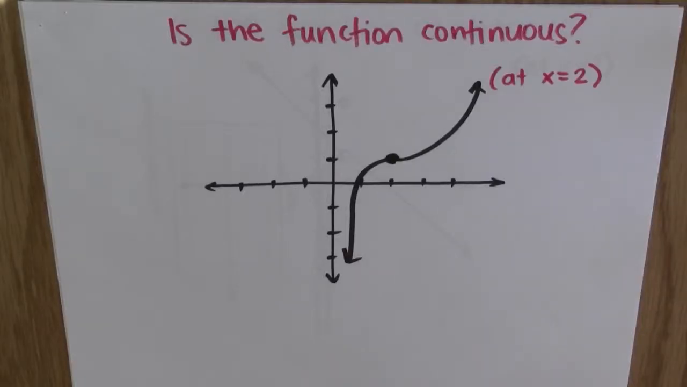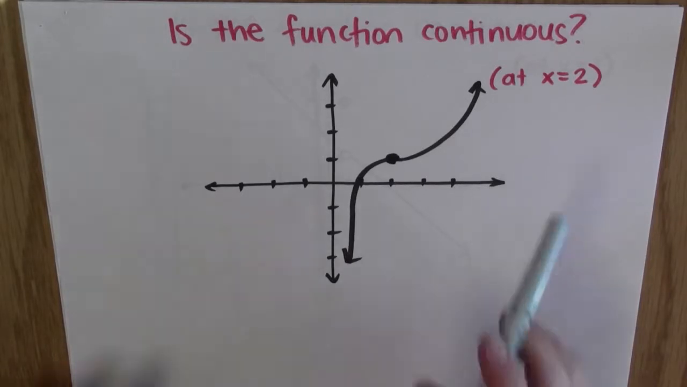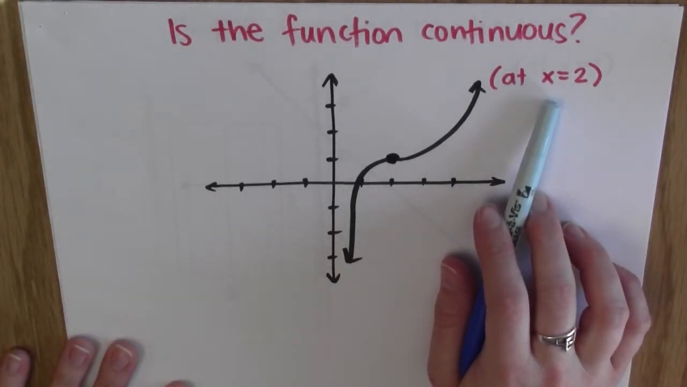We've seen the definition of what it means for a function to be continuous, but definitions don't usually make a ton of sense until we see some examples. So let's look at some examples and ask ourselves the question, is the function continuous? Here I'm looking at the graph of a function, and I want to ask myself the question, is the function continuous? Specifically, I'll ask myself the question, is the function continuous at the value x equals 2?